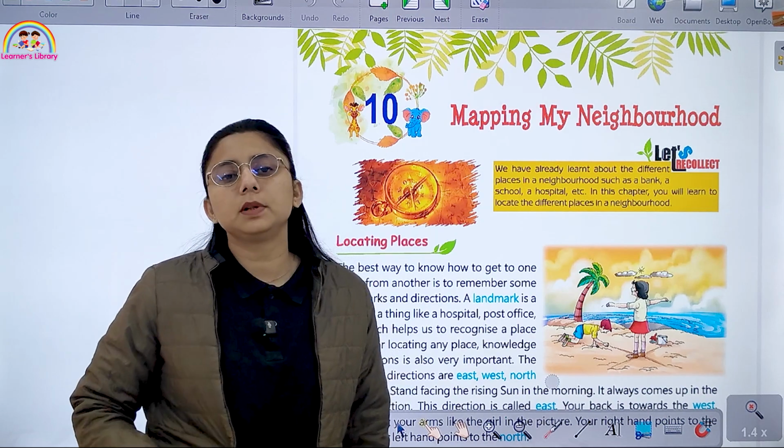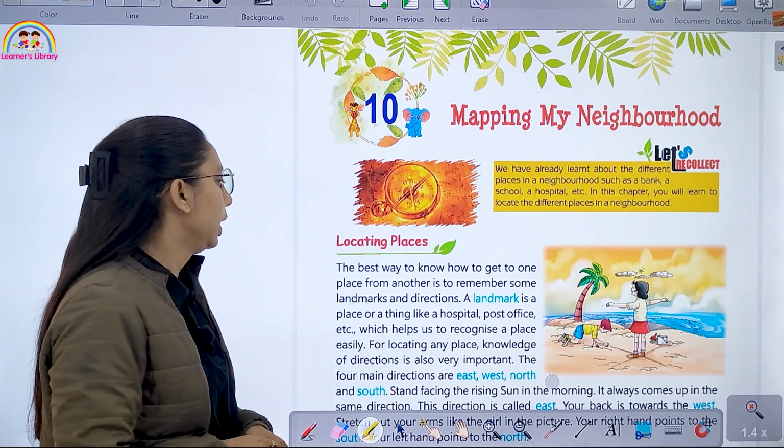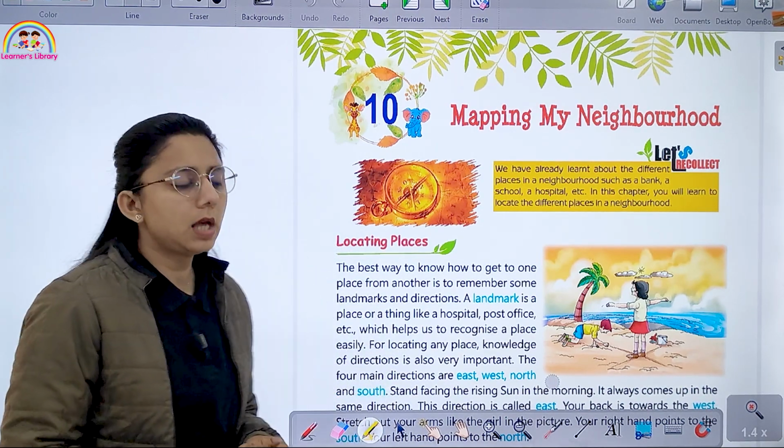Children, let's start with chapter number 10, mapping by neighborhood. So let's study about the different places and how we locate them.